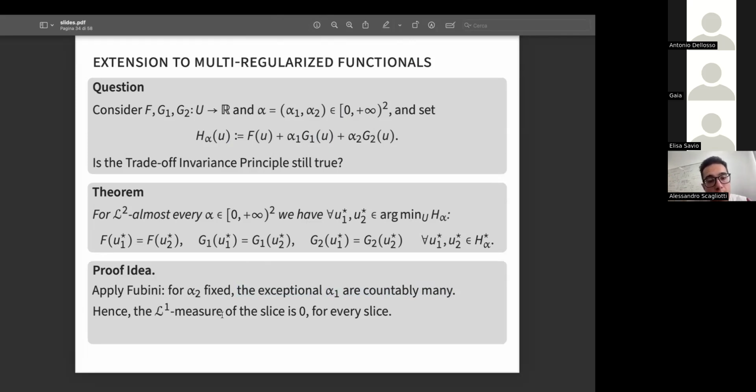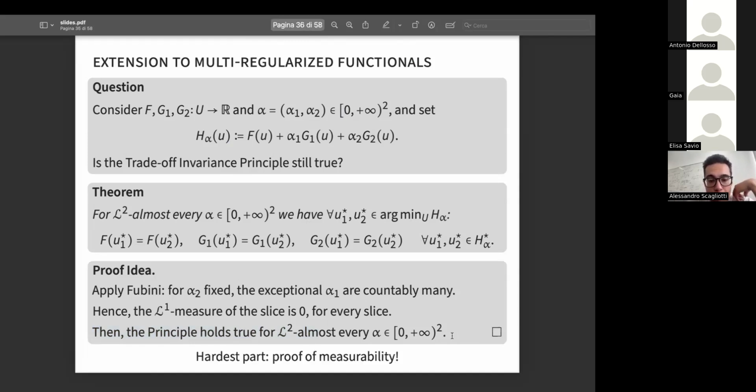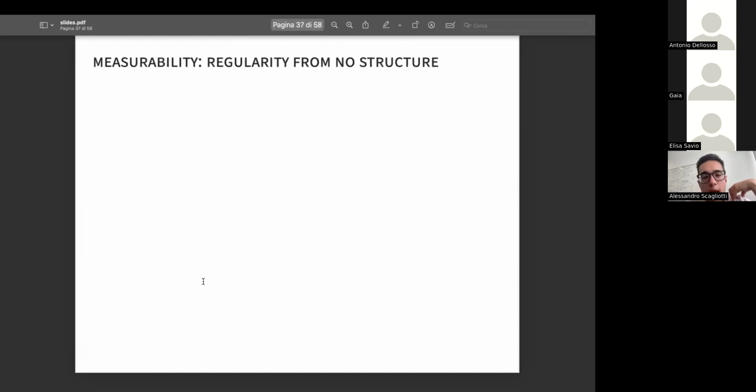Then if we do the integration along every possible slice, we deduce that the set of exceptional alphas for which the trade-off invariance principle is violated is Lebesgue negligible. All this argument works provided that we are able to show that what we want to measure is measurable. Indeed, the hardest part of the proof is the measurability of the set of the exceptional alphas. I think I have a little bit of time, so I will try to sketch it.